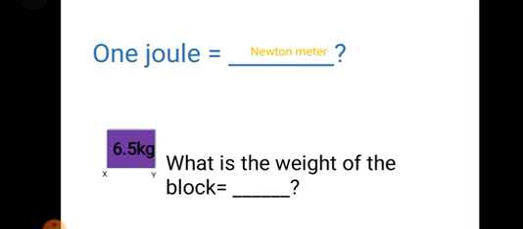Now, next question is, what is the weight of block of mass 6.5 kilogram? Yes, we will use formula of weight. W is equal to mg, in which mass is given 6.5 kilogram and value of g is 10. So 6.5 multiplied by 10 is equal to 65 Newton.